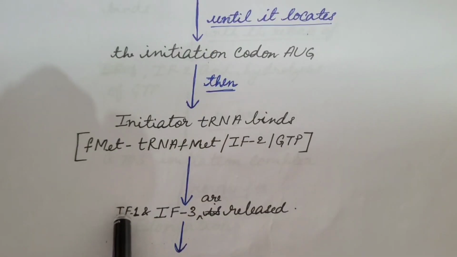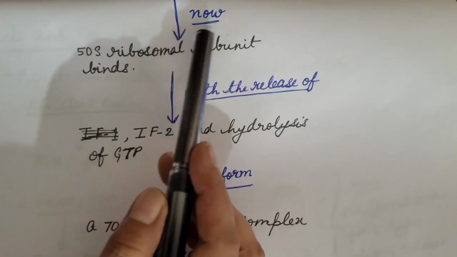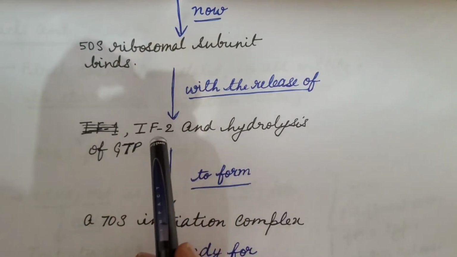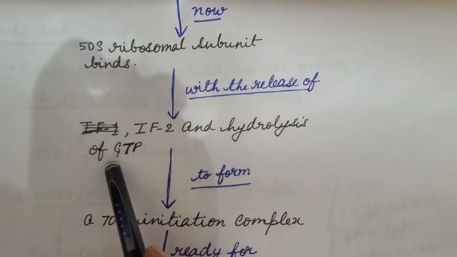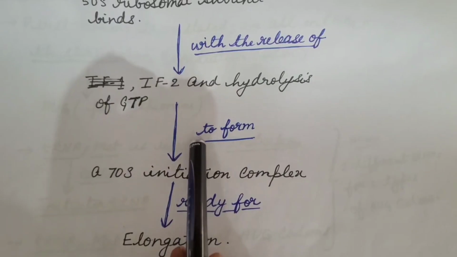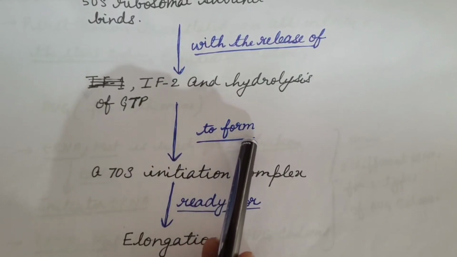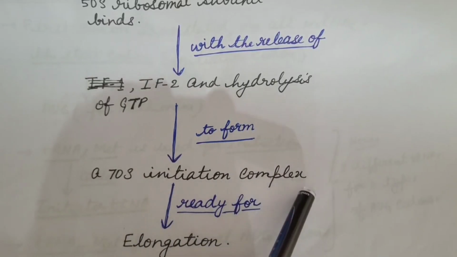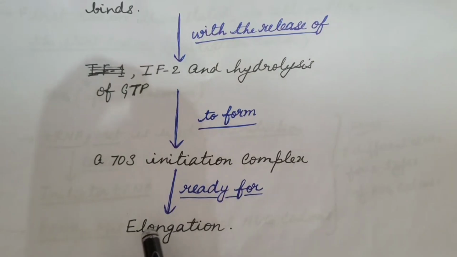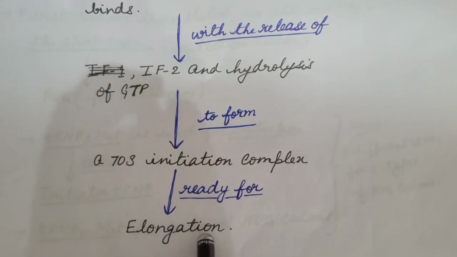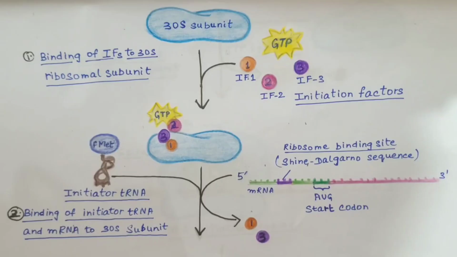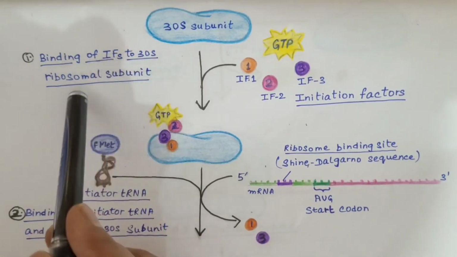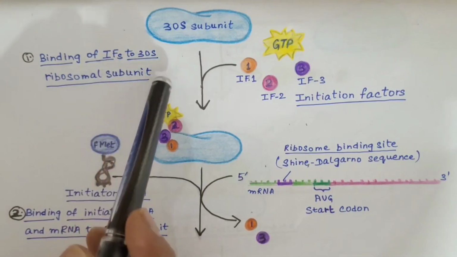Then initiation factor 1 and 3 are released. Now the 50S ribosomal subunit binds with the release of IF2 and hydrolysis of GTP. And this binding of the 50S ribosomal subunit to the 30S ribosomal subunit forms the 70S initiation complex. Then it is ready for the next step of protein synthesis, that is elongation. Now let us understand this initiation step with the help of this diagram. Initiation factors bind to the 30S ribosomal subunit.